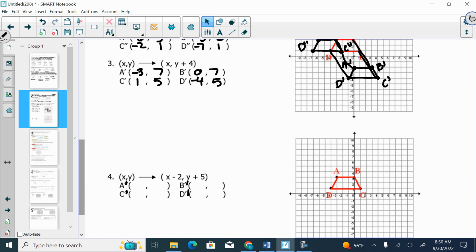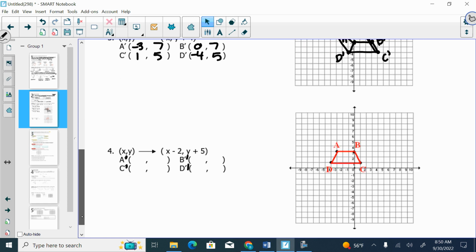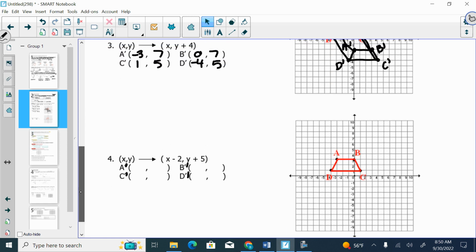Okay, so down on the second coordinate grid, I'm going to plot those points. So I've got a point at -3, 7 for my A prime. I've got a point at 0, 7 for my B prime. A point at 1, 5 for C prime. And a point at -4, 5 for D prime.